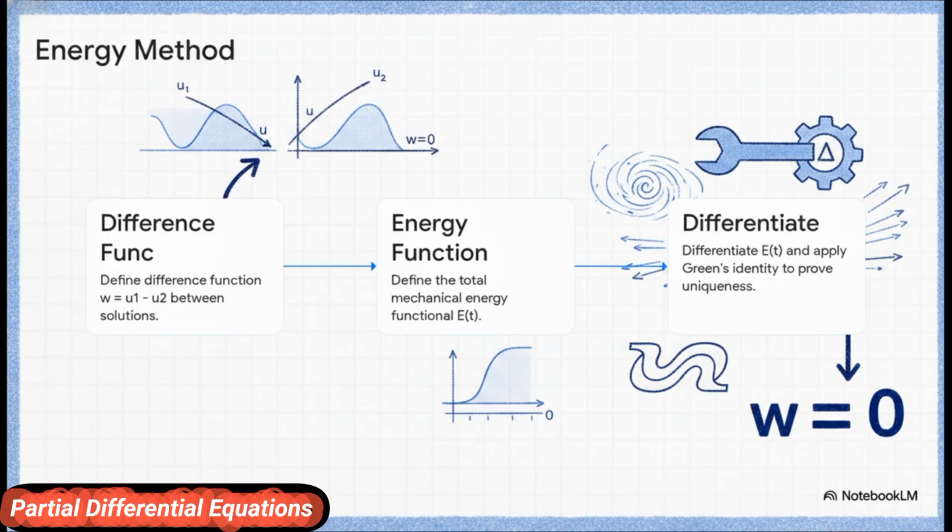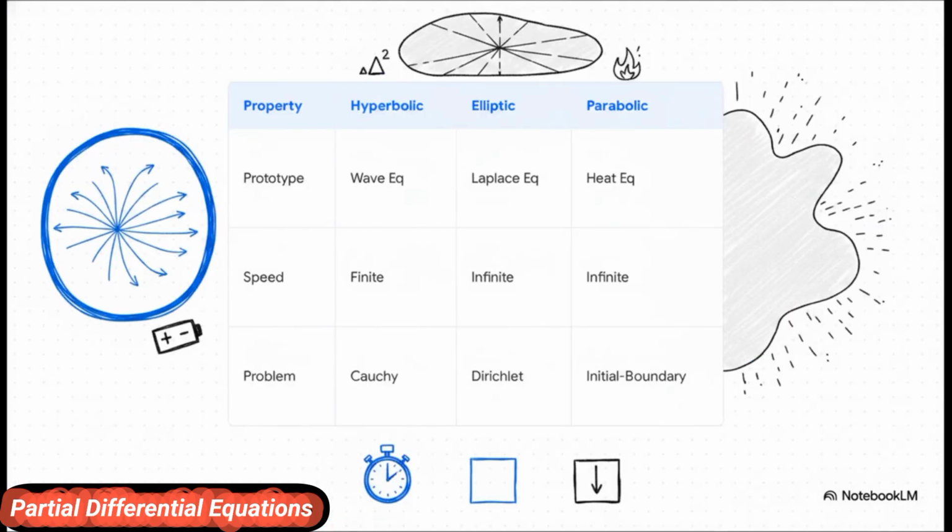If they can mathematically prove that the energy of this difference is strictly zero, well, that guarantees that W is zero absolutely everywhere, which means U1 perfectly equals U2. For the physicists and engineers actually building our world, this is a massive relief. It guarantees that these incredibly complex equations have one and only one reliable physical solution. We aren't just guessing.